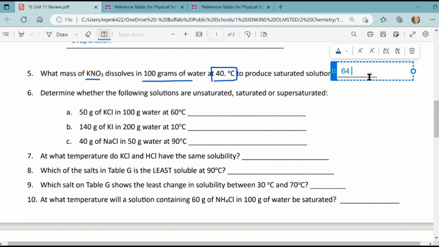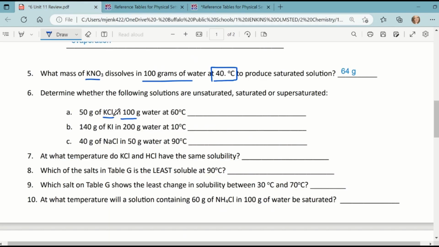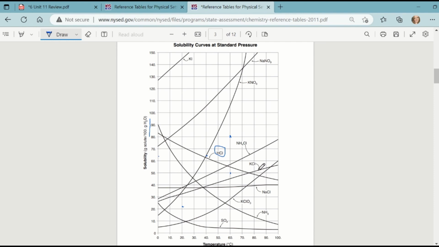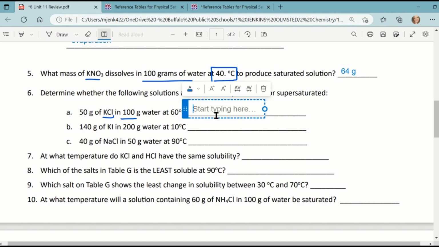Okay? 64 grams. Determine whether the following solutions are unsaturated, saturated, or supersaturated. So first one has 100 grams of water, so 50 grams of KCl, 60 degrees Celsius. So 60 degrees Celsius and 50 grams. There's my point. What am I comparing it to? KCl. So where is that point? Oh, it is above KCl's line. So that makes it supersaturated.